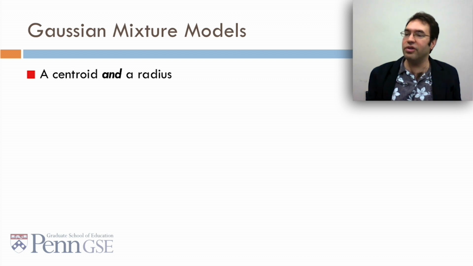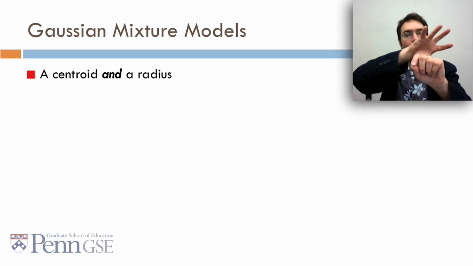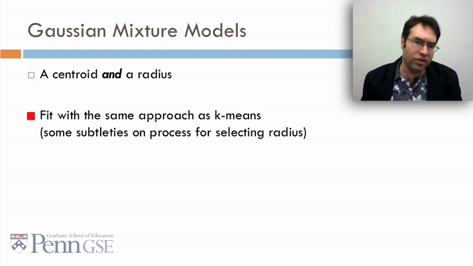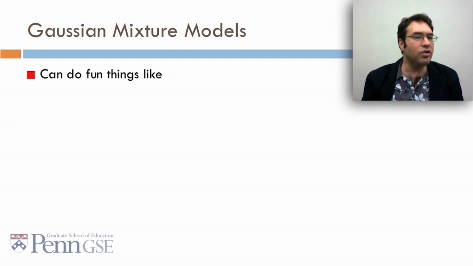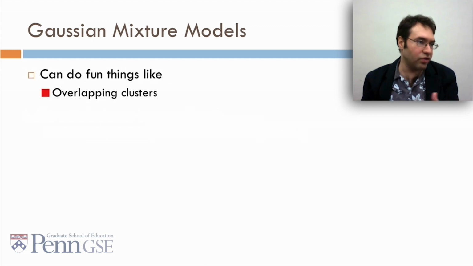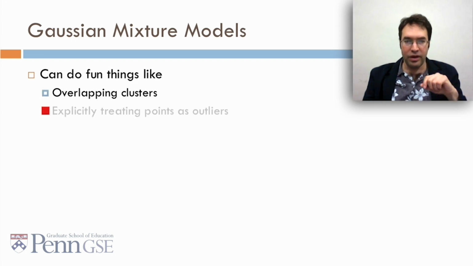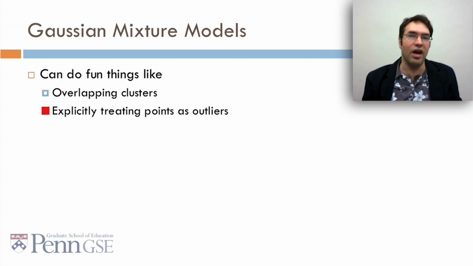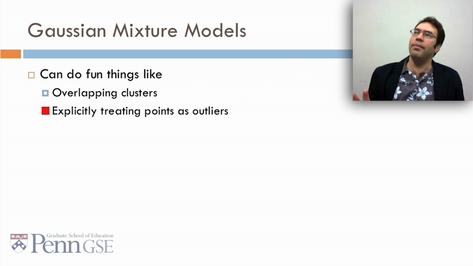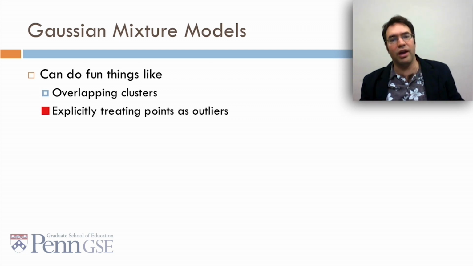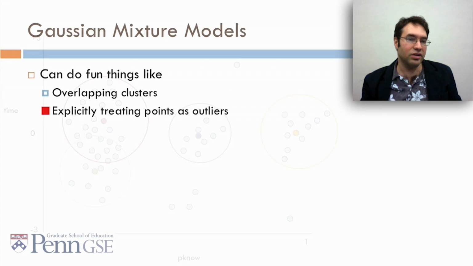With Gaussian mixture models, you have a centroid and a radius. So each cluster is depicted not just by its center, but by how big it is. And it's fit with the same approach as k-means, with some subtleties on the process for selecting that radius. And it can do fun things like overlapping clusters. If you have centers and radii, you can have overlap. And it can explicitly treat points as outliers, which is a flaw in k-means, as you may remember from earlier in the week. If you remember, there were some points that just never fit all that well to any cluster. And Gaussian mixture models can handle that.